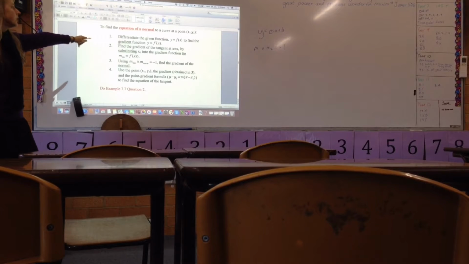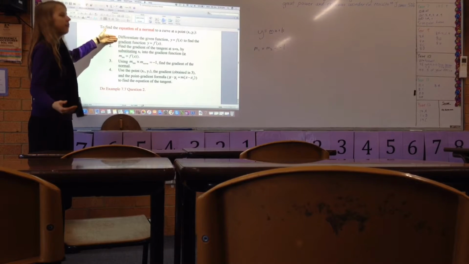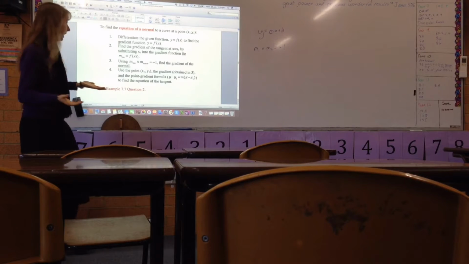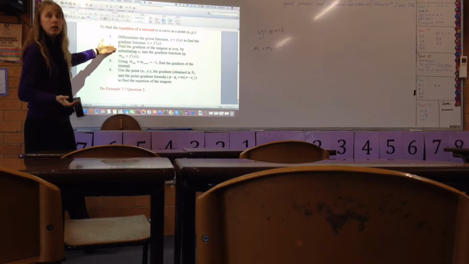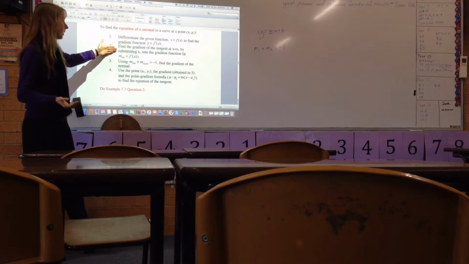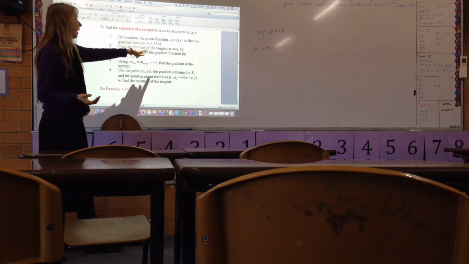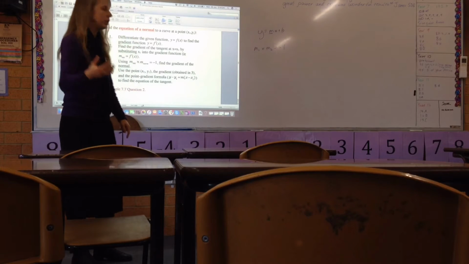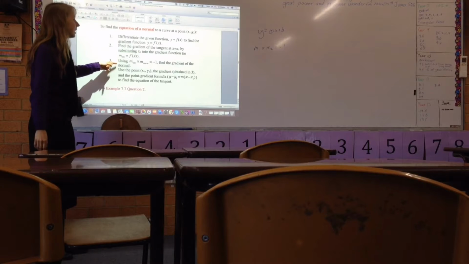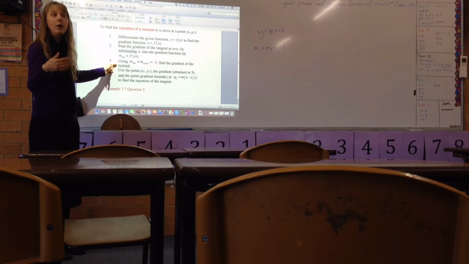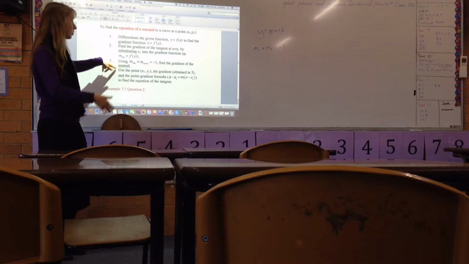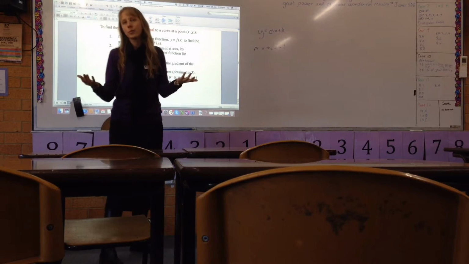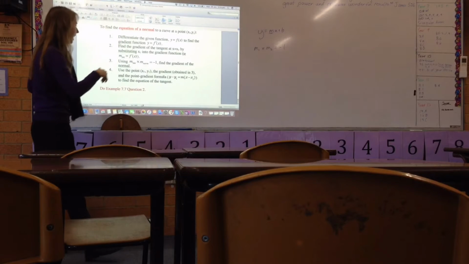So, differentiate the given function to find the gradient function. Exactly the same as how to find the tangent. Find the gradient by substituting x1. So to find the gradient at that very point, you're just substituting the value of x. Now, this is the extra step. We now want to find the gradient of the normal, so we use m1 times m2 equals minus 1, or simply take the reciprocal as Connor said and change the sign.